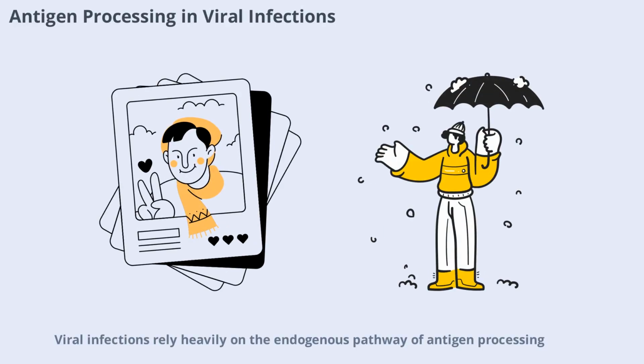Viral infections rely heavily on the endogenous pathway of antigen processing. Viruses hijack the host cell's machinery to produce their proteins, which are then processed and presented on MHC class I molecules. This alerts cytotoxic T cells to the infection, enabling targeted destruction of infected cells and control of the virus.